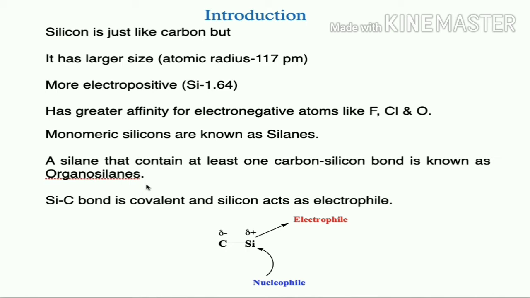Organosilanes contain at least one carbon-silicon bond, and the silicon-carbon bond is covalent in nature, and silicon acts as an electrophile. Means silicon, due to its low electronegativity, is going to act as an electrophile, and nucleophiles will directly attack this silicon atom. So this is the basic introduction regarding organosilanes.